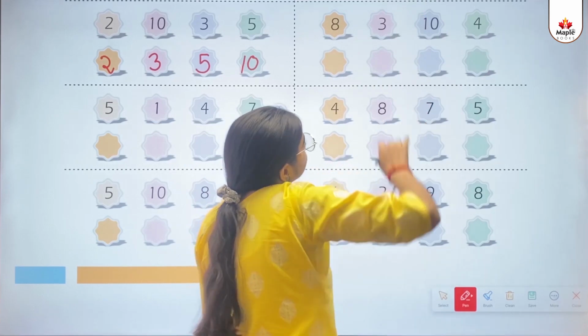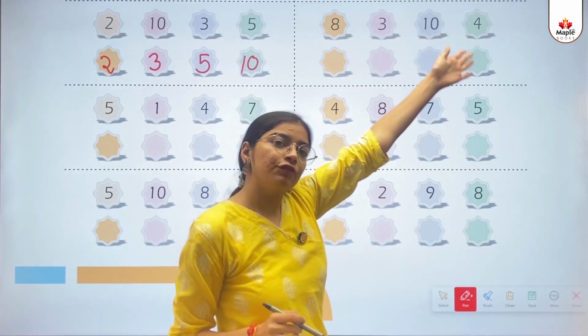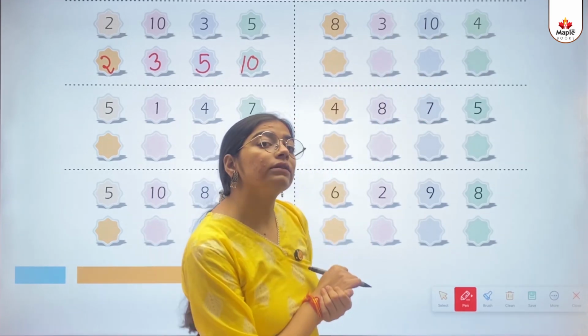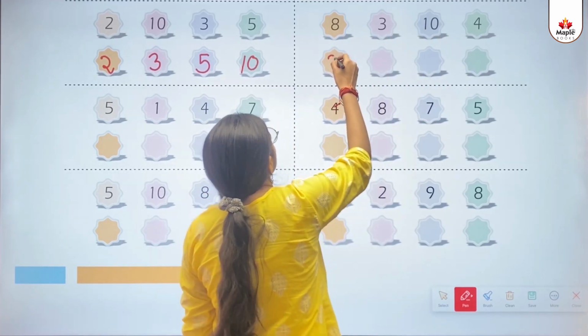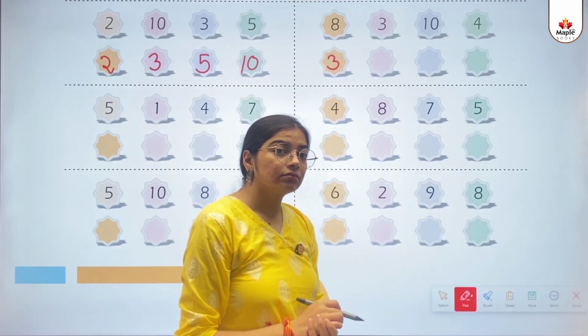In this part, as you can see, 8, 3, 10, 4. Now, which one is the smallest one? 3. Then, what comes after 3? 4.